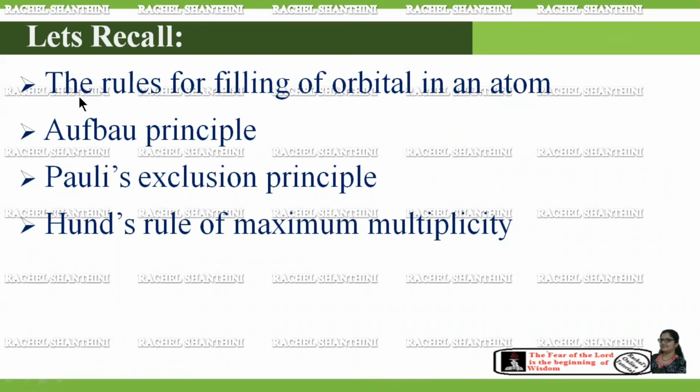Students, I hope now you are very clear with all the 3 rules for filling of orbitals in an atom. Now let's recall all the topics that we have discussed in this session. In this session, we have discussed the rules for filling of orbitals in an atom, that is Aufbau principle, Pauli's exclusion principle, and Hund's rule of maximum multiplicity.